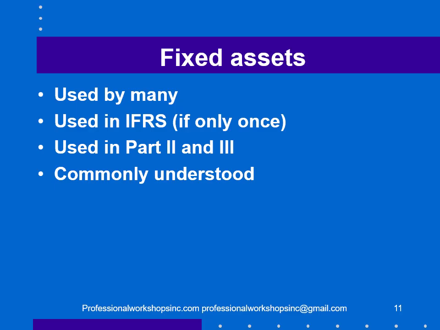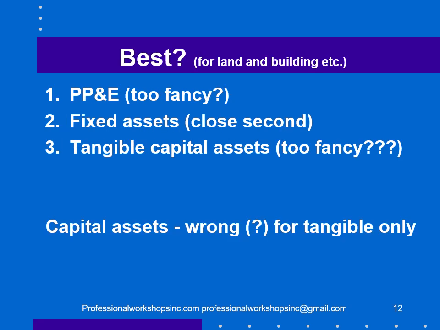And as I said, fixed assets is used by many. It's used in IFRS only once, but they use the phrase fixed assets in IFRS. It's used in Part 2 and Part 3, and so it's commonly understood. I like the phrase fixed assets. We're trying to communicate information to users, and if we call something fixed assets, our users will probably get exactly what we're talking about. So what's best for land and building, etc., for tangible capital assets? I guess the number one choice is property, plant, and equipment. The slight complaint about that is, is it too fancy? Is it going to be confusing to users? So I think fixed assets is a close second. Maybe they're even tied. Property, plant, and equipment, or fixed assets, whichever seems to be the best in the circumstance.